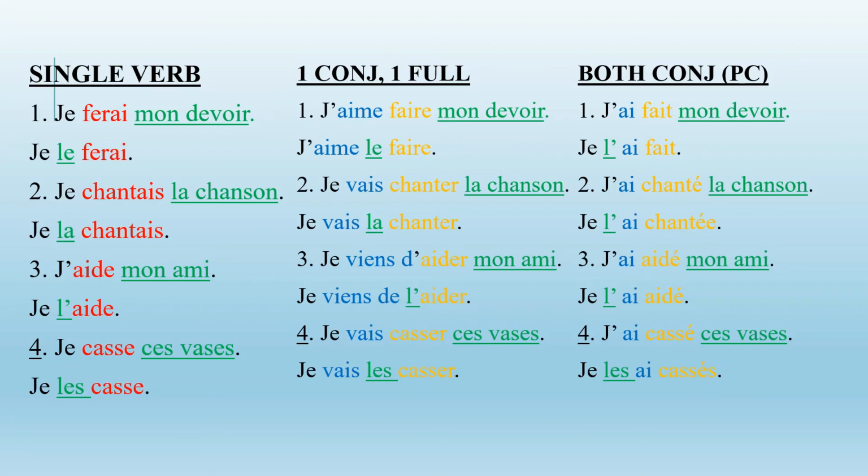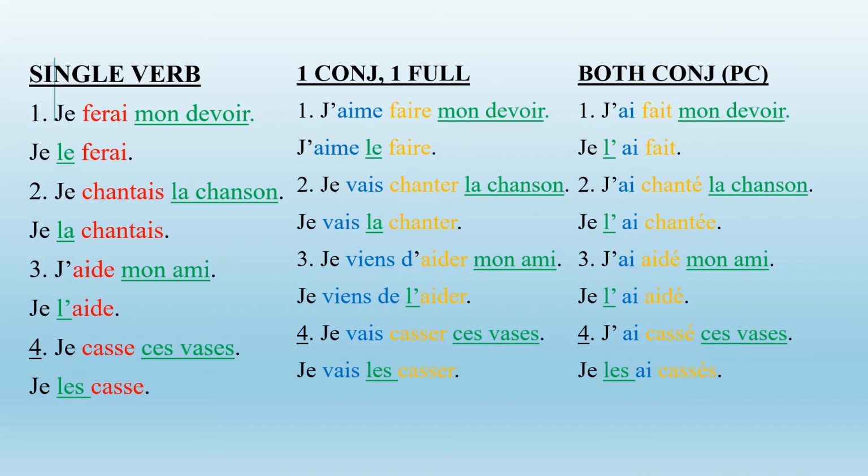I'm repeating, this is only for passé composé, only for direct objects. So if you have replaced something feminine singular, you have to add an extra e. If you are replacing something masculine plural, you have to add an extra s to the participle. If you are replacing something feminine plural, you have to add an extra es to the participle.